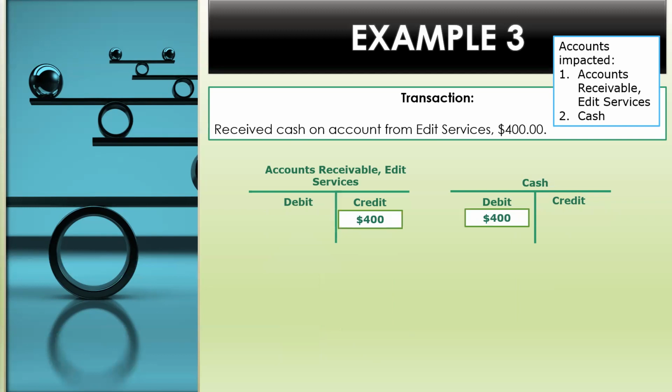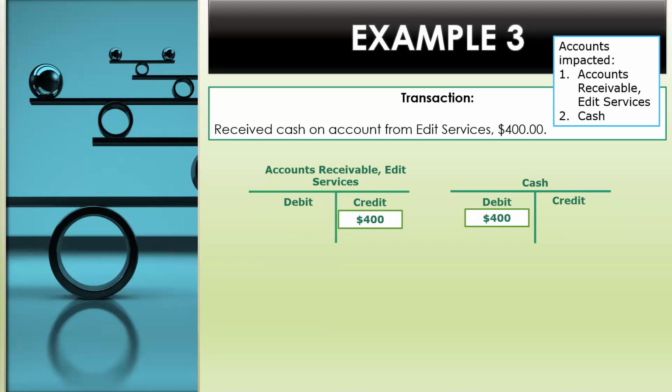Example 3, business transaction. Received cash on account from edit services in the amount of $400. This transaction impacts accounts receivable edit services and the cash account. Now, for every transaction, we know that we need a debit and a credit, which you can see here on your screen. We have a debit and a credit. And we also know that every transaction will always impact at least 2 accounts.